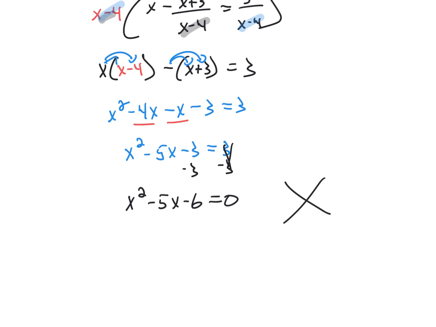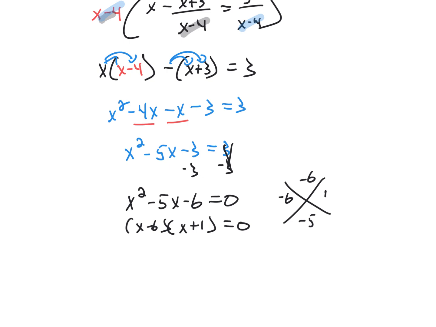Now I'm going to use the x puzzle to factor. So we're looking for the factors of 1 times negative 6 that add to negative 5. It'll actually be a negative 6 and a positive 1. So negative 6 times 1 equals negative 6, and negative 6 plus 1 equals negative 5. So in my factored form, I have x minus 6 and I have x plus 1. Again, that came from here, the minus 6 and the plus 1.